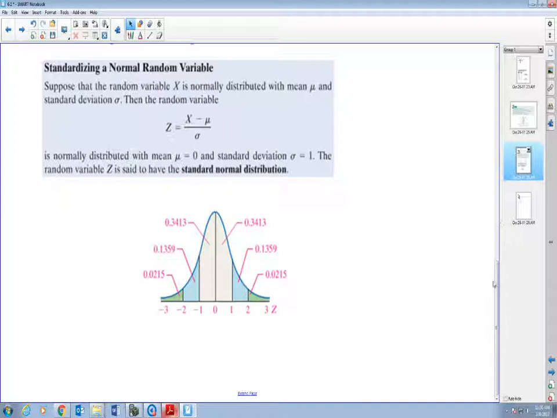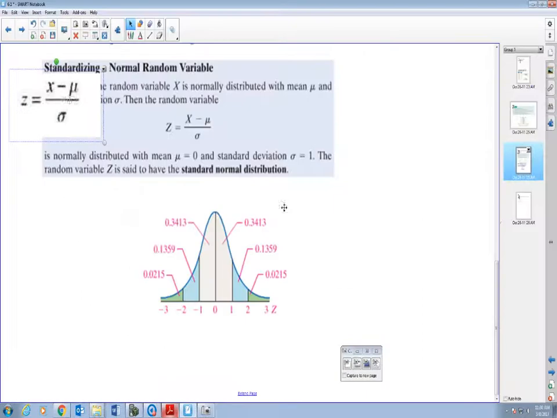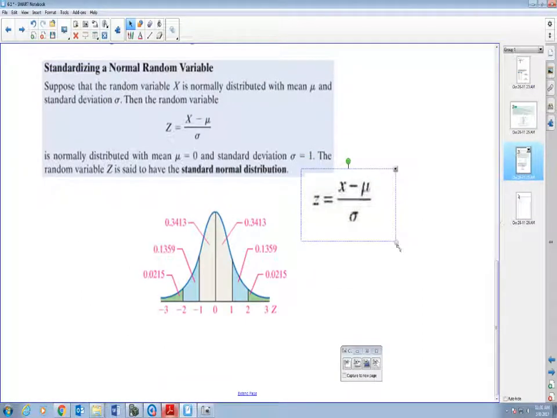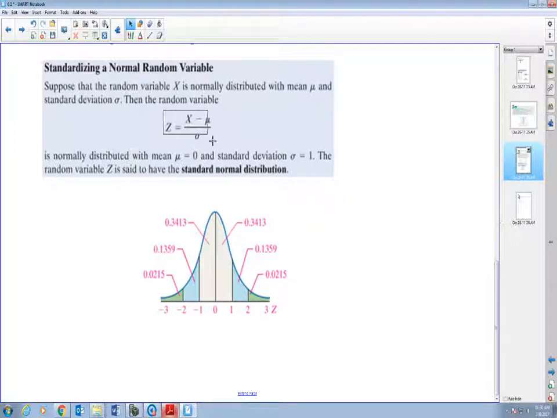Alright, so let's refresh our memory on the z-score here. See if we remember how to standardize it. So I'm going to copy this formula down. Oh, you know what? I'm going to just go to the formula sheet. Alright, your standard score. This is my formula. X minus the mu divided by the standard deviation. This is not that pretty. We'll use this one instead.